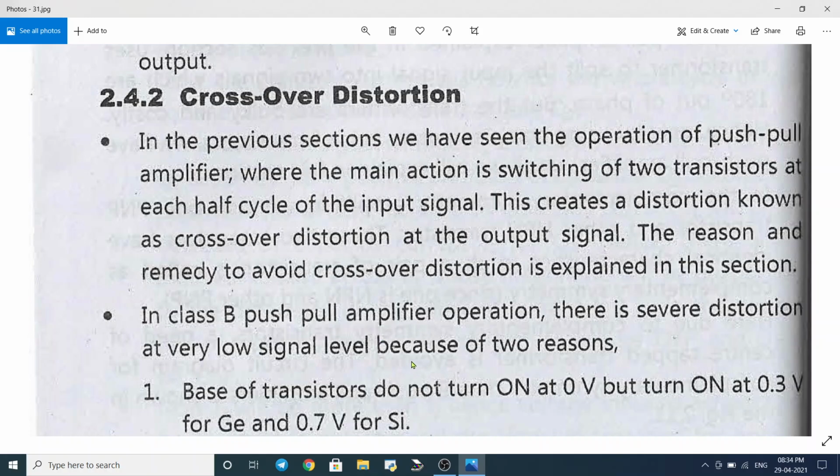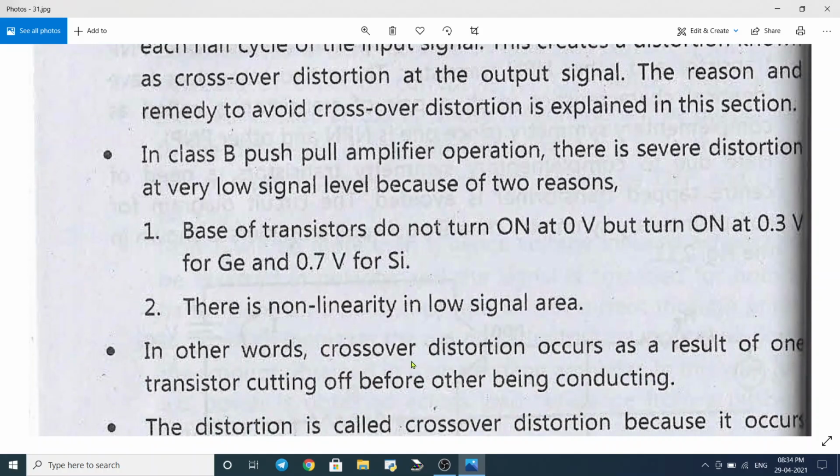The crossover distortion occurs because one transistor is cutting off before the other is being conducting. म्हणजे काय की एक ट्रान्झिस्टर चालू व्हायच्या अगोदरच दुसरा ऑफ होतो, म्हणजे तिथे टाइम इंटरव्हल मध्ये गॅप पडतो. आलं का लक्षात?